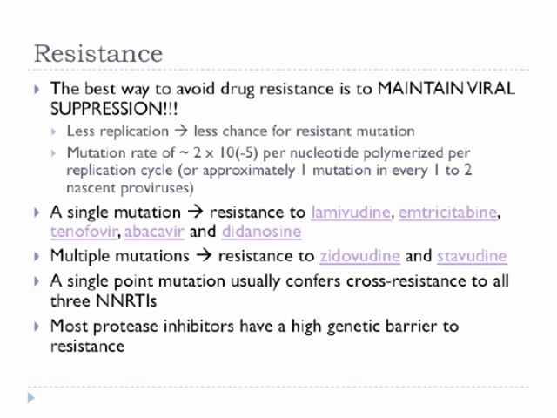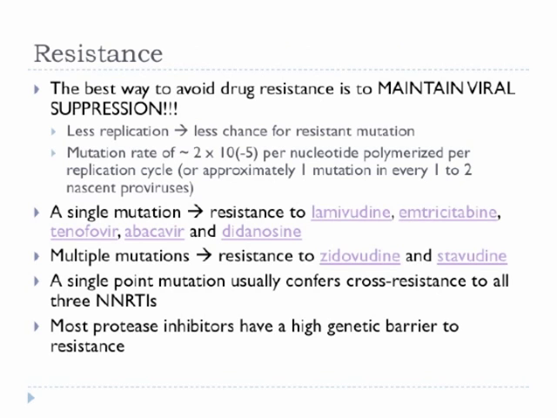So let's talk a little bit about resistance. The best way to avoid drug resistance is to maintain viral suppression. If your virus is replicating out of control, then there's more chance for a resistant mutation to pop up. So the mutation rate of HIV is 10 to the minus 5 per nucleotide per polymerase replication cycle. So what does that actually mean? They have about 1 mutation in every 1 or 2 nascent proviruses.